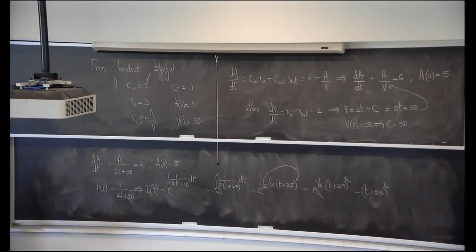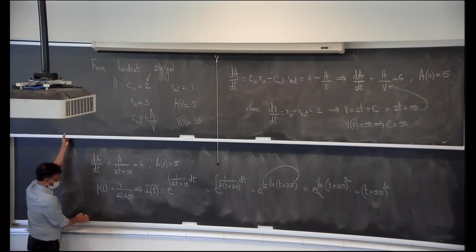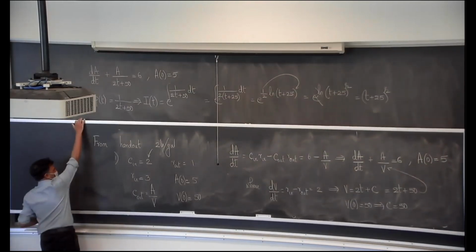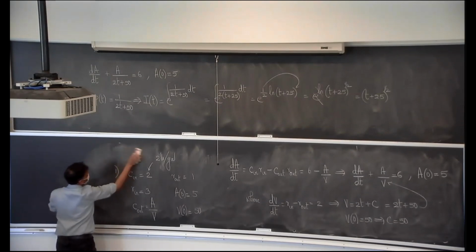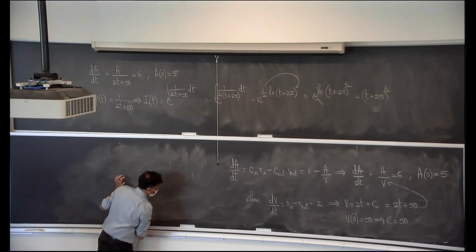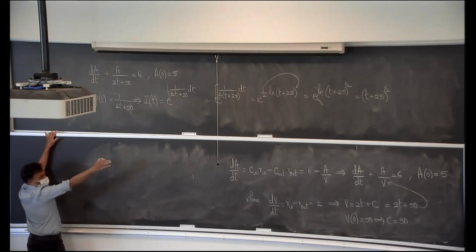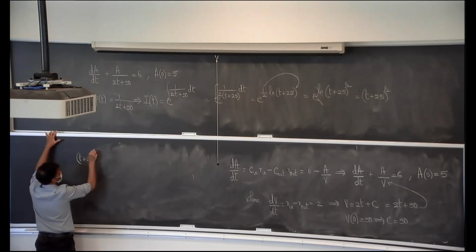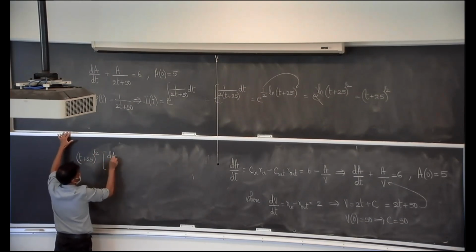Now we can go back and use that here. A lot of writing and erasing. So multiply that t plus 25 to the power of a half on both sides of the equation, and you get t plus 25 to the power of a half times dA/dt.